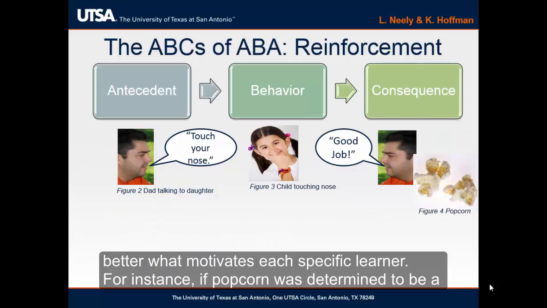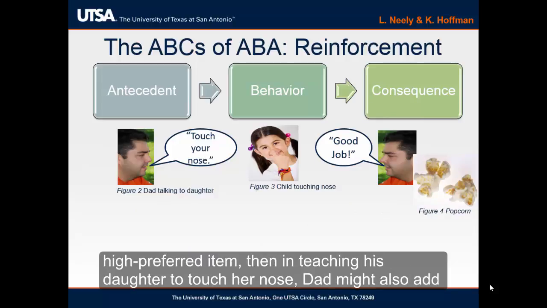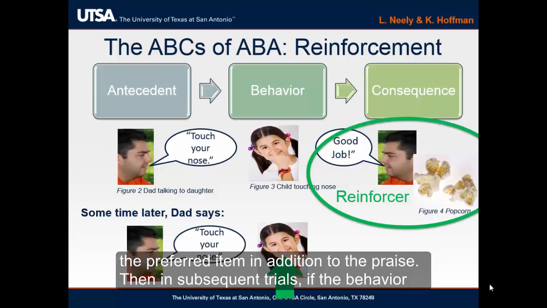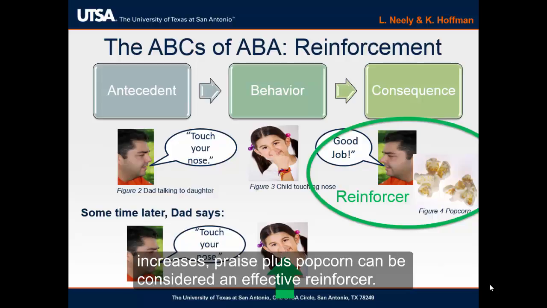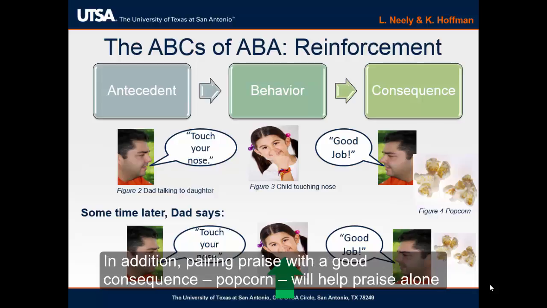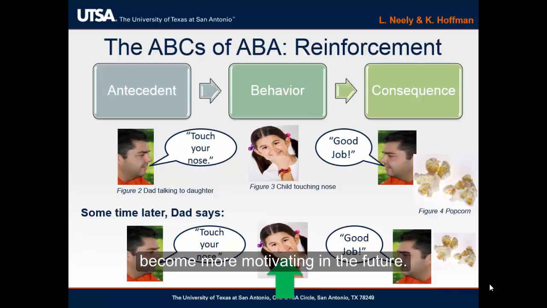For instance, if popcorn was determined to be a highly preferred item, then in teaching his daughter to touch her nose, dad might also add a preferred item in addition to the praise. Then in subsequent trials, if the behavior increases, praise plus the popcorn can be considered an effective reinforcer. Following the behavior with praise and popcorn will likely increase the behavior in future trials. In addition, pairing praise with a good consequence, popcorn, will help praise alone become more motivating in the future.